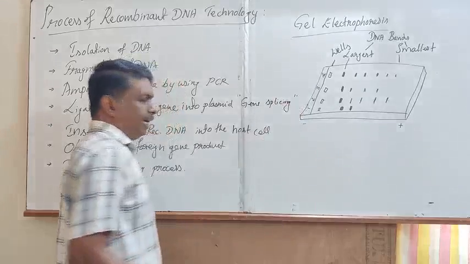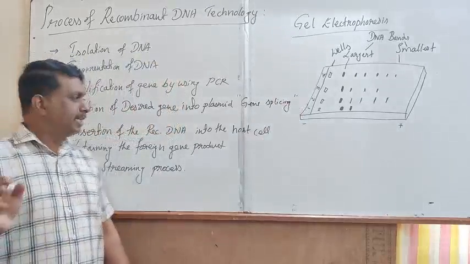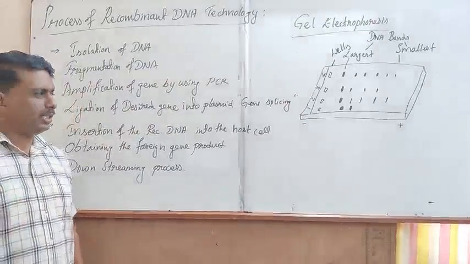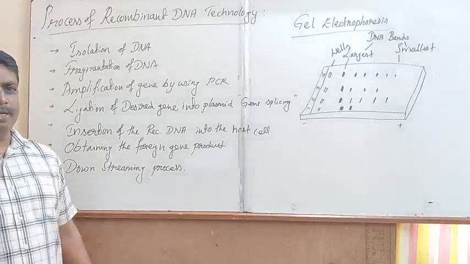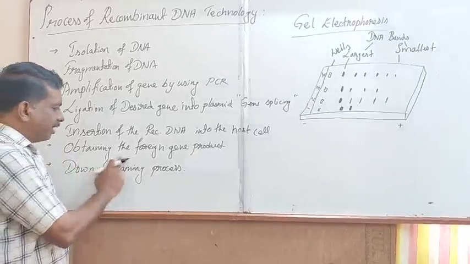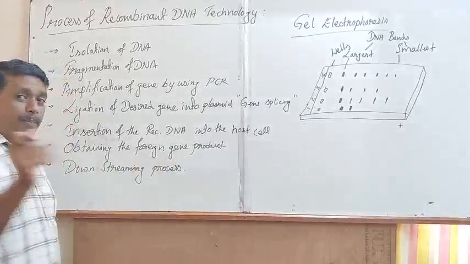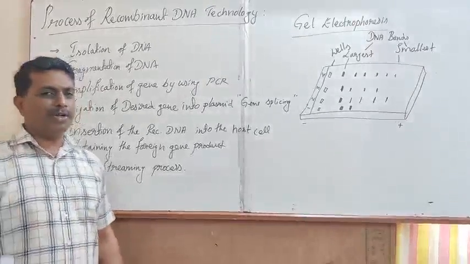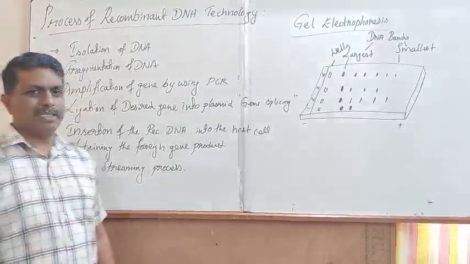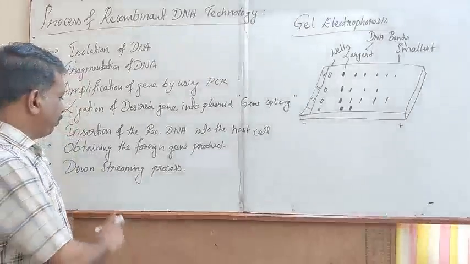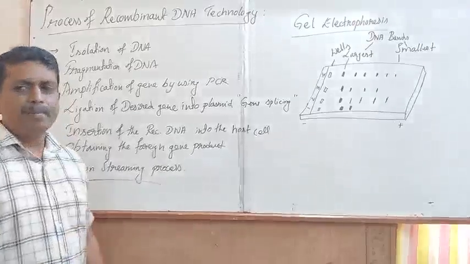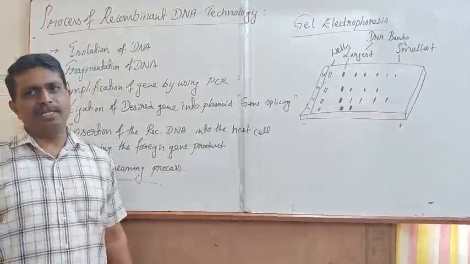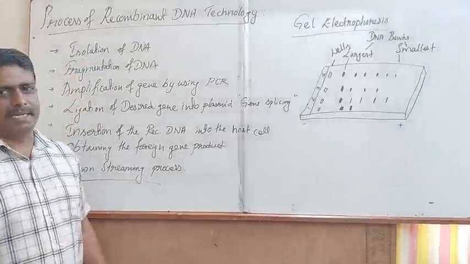The next important step is the insertion of recombinant DNA into the host cell. The next important step is the obtaining of foreign gene product. And the last important step is the downstream processing. These are the 7 important steps involved in the recombinant DNA technology.